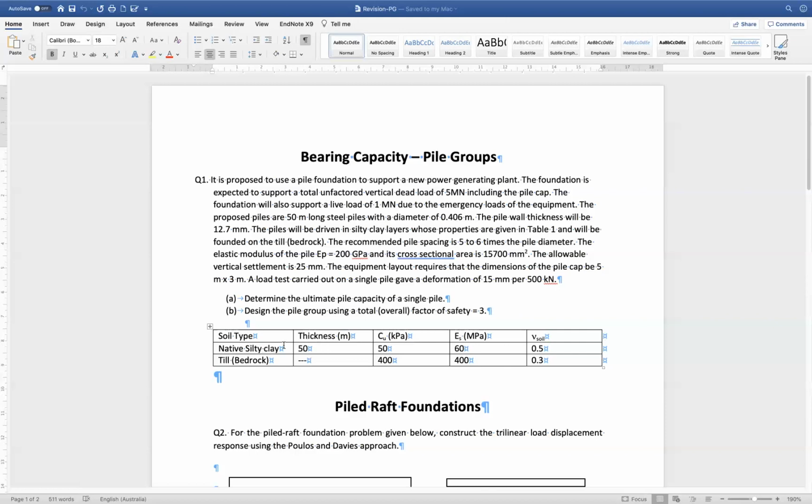The thickness of the first, or top, silty clay layer is 50 meter, which is exactly the same as the length of the pile, and that will rest on the bedrock. So it will be end bearing piles, founded on the bedrock. The recommended pile spacing is 5 to 6 times the pile diameter. So this is the spacing to diameter ratio, 5 to 6.